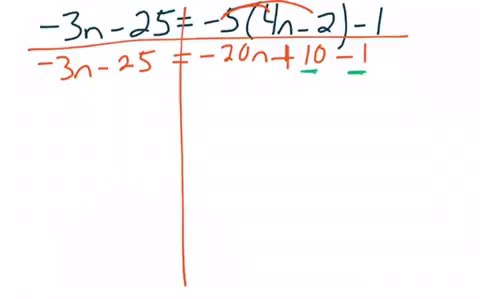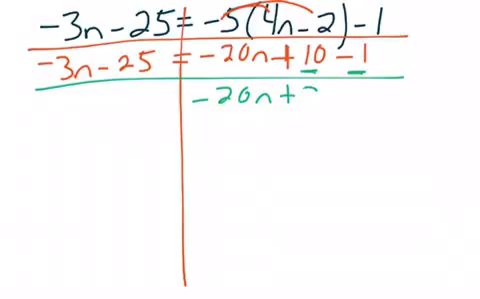These would be like terms, so we'd use the commutative property to combine them. 10 minus 1 is 9. So I would have negative 20n plus 9. Bring down everything on the left-hand side.